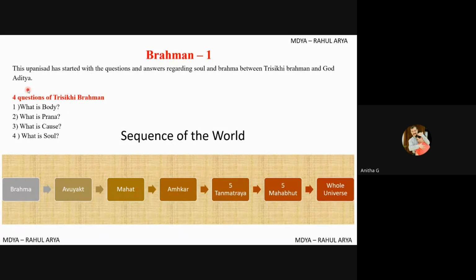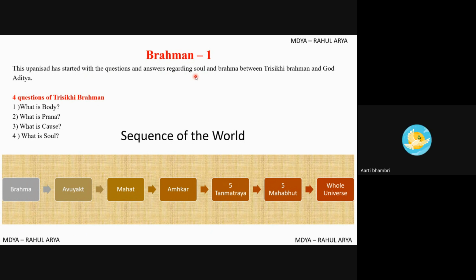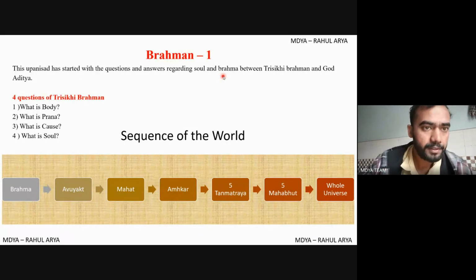And on which point are they discussing? The soul and the Brahma. Yes, the questions regarding the soul and the Brahma. Here you can understand Trisikhi as like Arjuna. In the Krishna case, Arjuna was asking, oh Madhav, give me the solution of my problem. Same here, Trisikhi is asking the god Aditya, let me know what is the soul, what is the Brahma, as Nachiketa was asking Yamraj in the Kathopanishad. Same here, Trisikhi Brahman is asking: what is soul? What is Brahma?